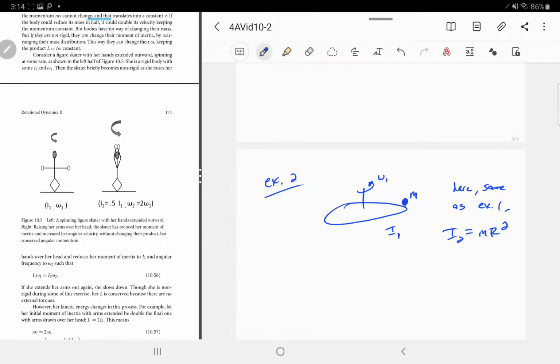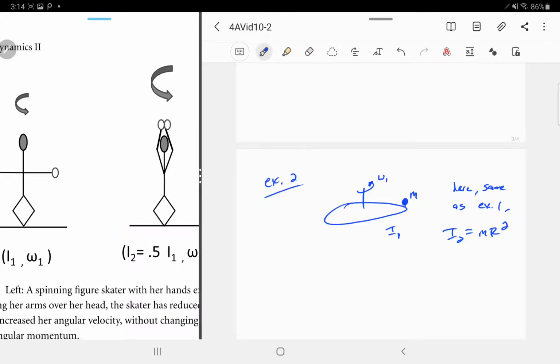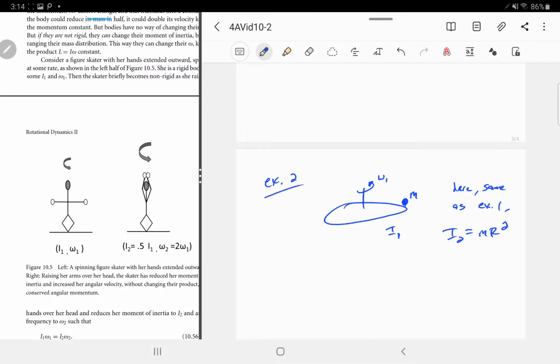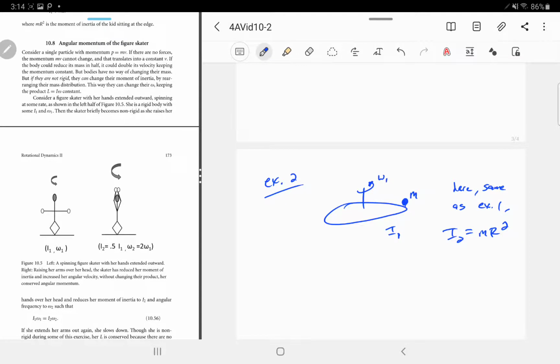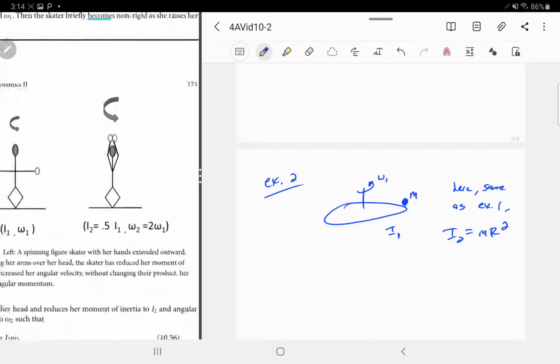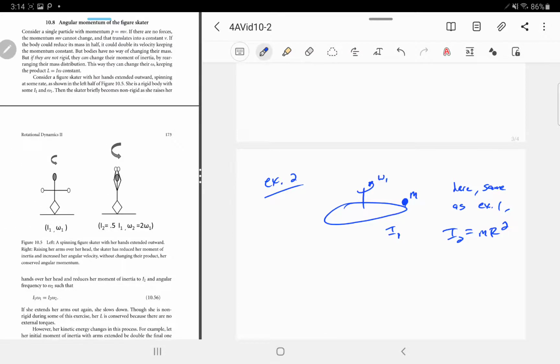Okay, so then your book also talks about a figure skater. So someone's spinning around and they bring their arms in, which is going on in this picture, which reduces their moment of inertia, right? They have the same mass, but the mass is closer to the axis of rotation if the arms are brought in. So if you reduce I, you increase omega if angular momentum is conserved. So the figure skater can speed up. If they decrease the I by a factor 2, omega increases by a factor 2.